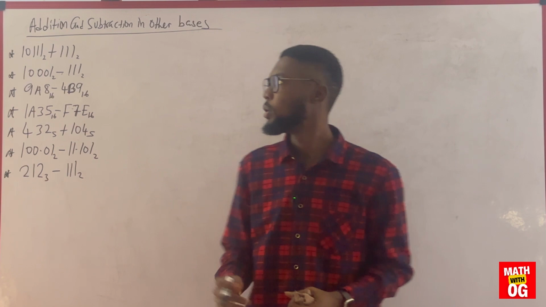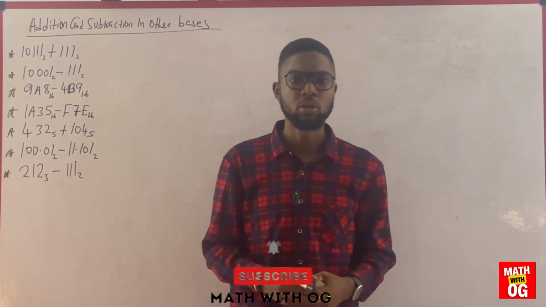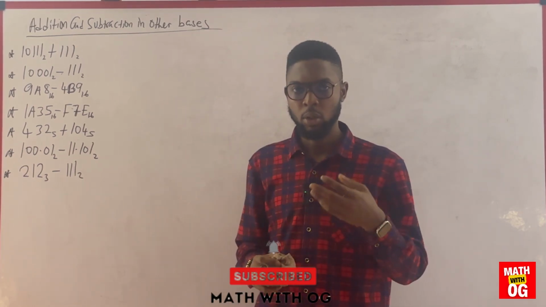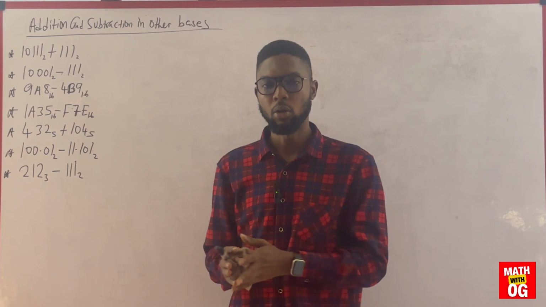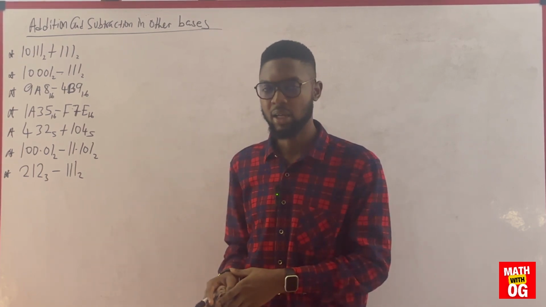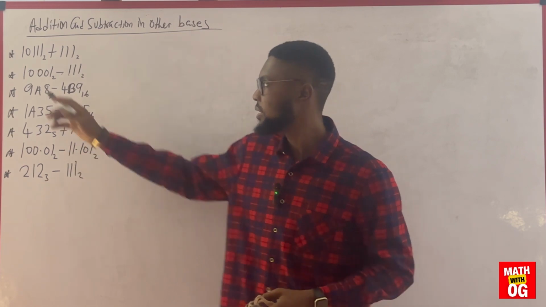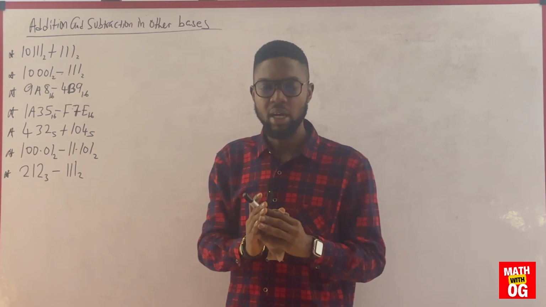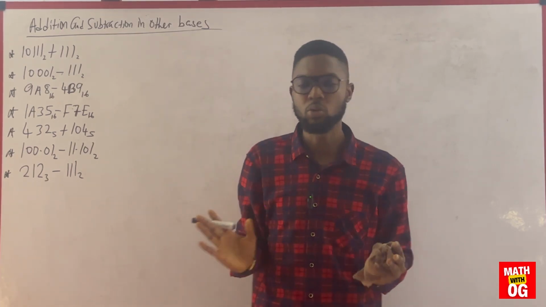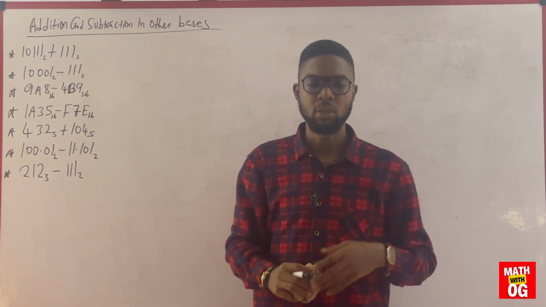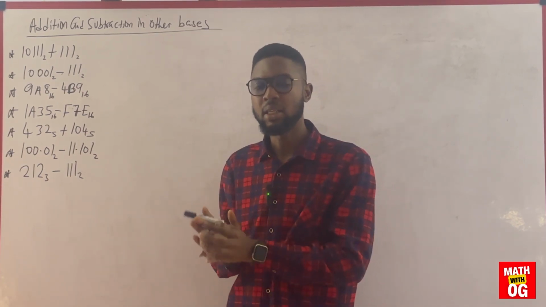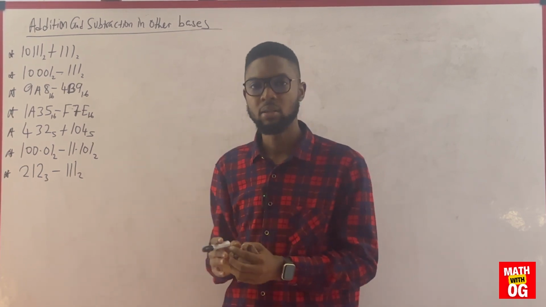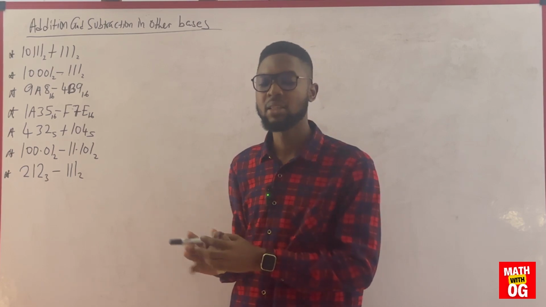Still on number bases, we'll be looking at addition and subtraction in other bases. There are two ways you can go about it. One of the ways, which is actually a longer method and we won't be looking at it, is by converting these to base 10, doing the addition, then converting back to base 2. However, the simplest method is solving in a particular base. So I'll be making reference to base 10 to make us understand it better.